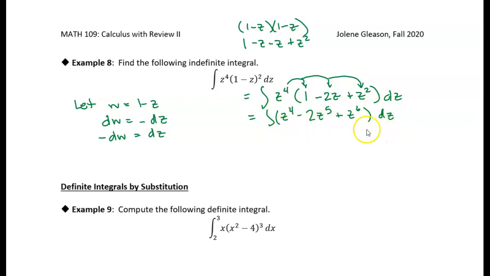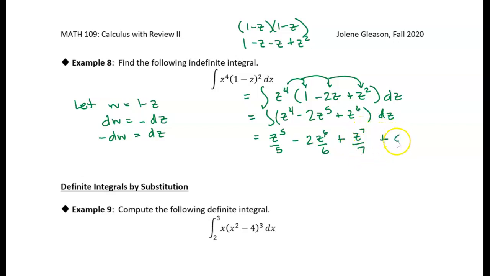Now, everything's just a power function. I can just find the antiderivative of each term, because I know that finding the antiderivative of a sum or difference is just the sum or difference of the antiderivatives. So the antiderivative of z to the fourth is z to the fifth over 5. I've got negative 2, and then the antiderivative of z to the fifth is z to the sixth over 6. And then the antiderivative of z to the sixth is z to the seventh over 7.